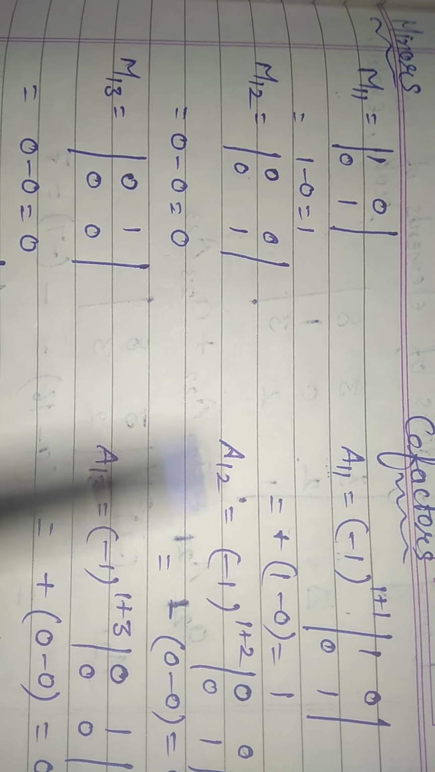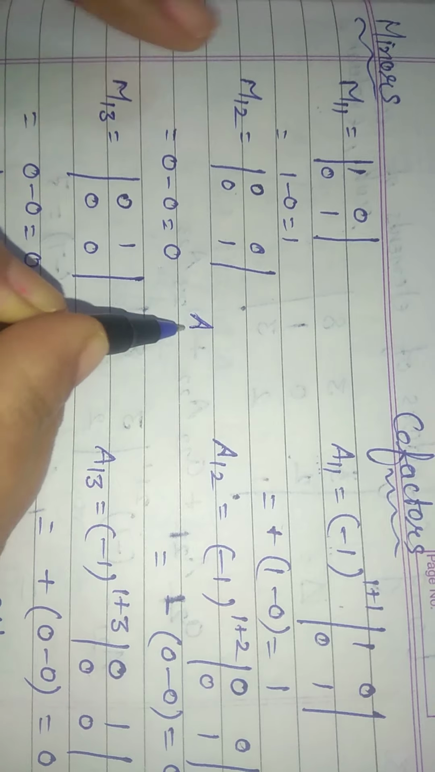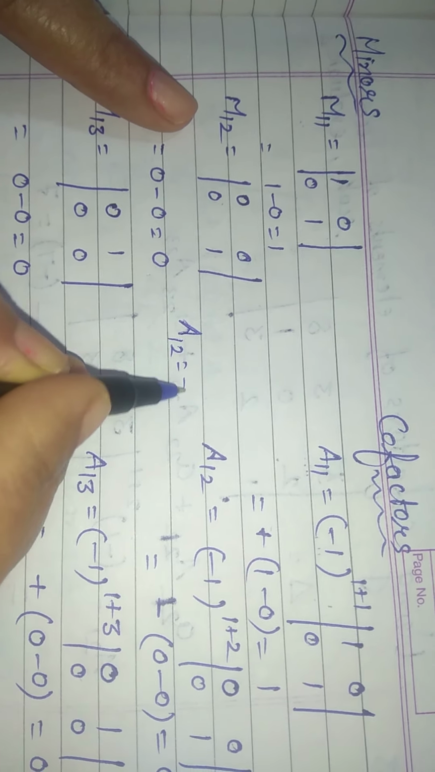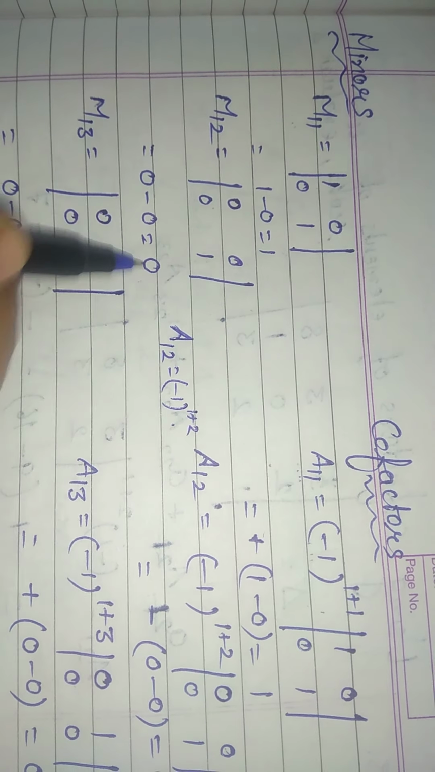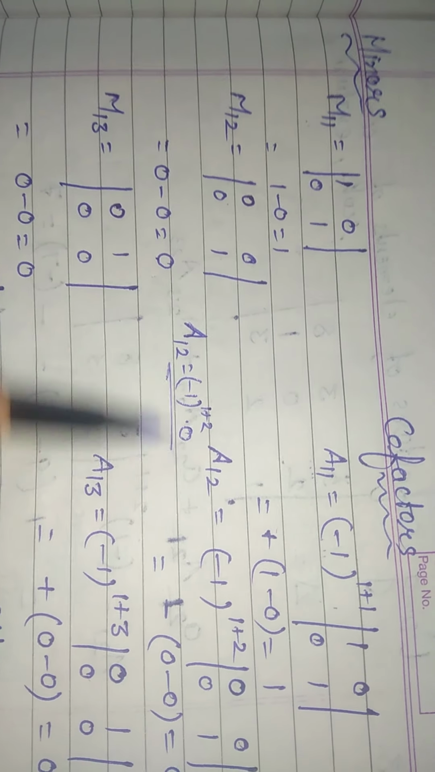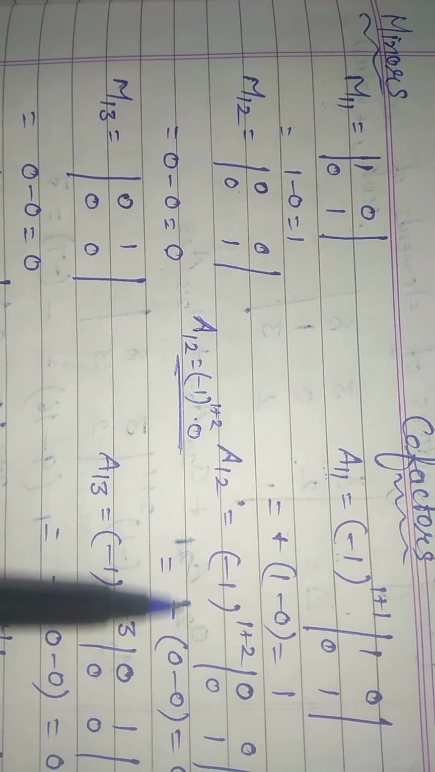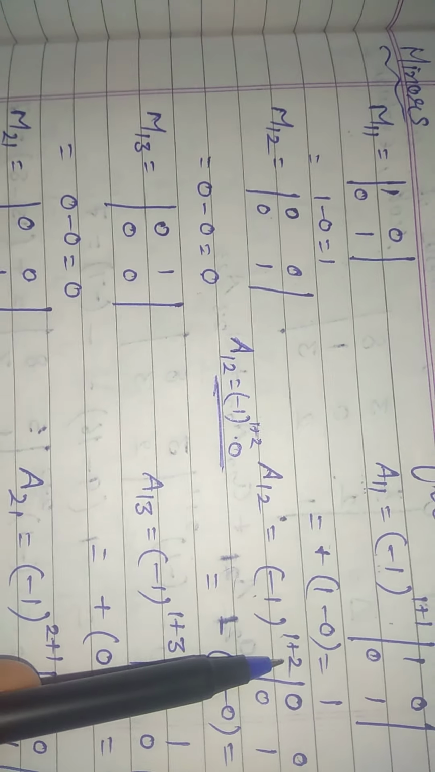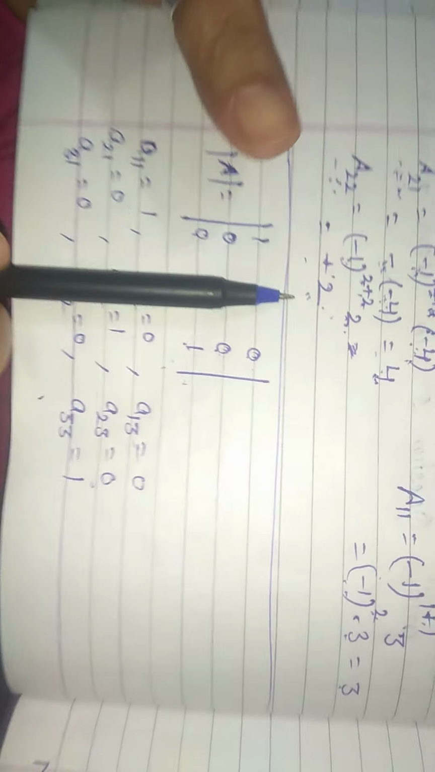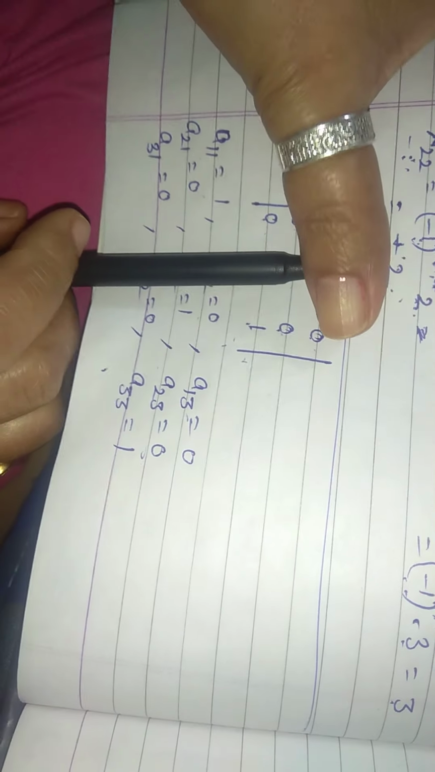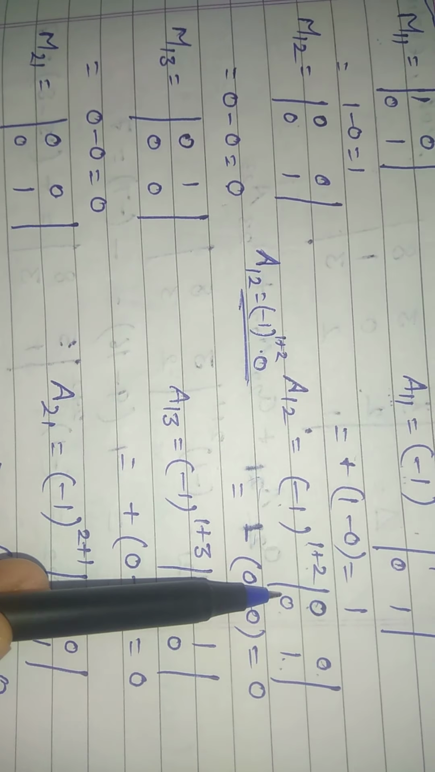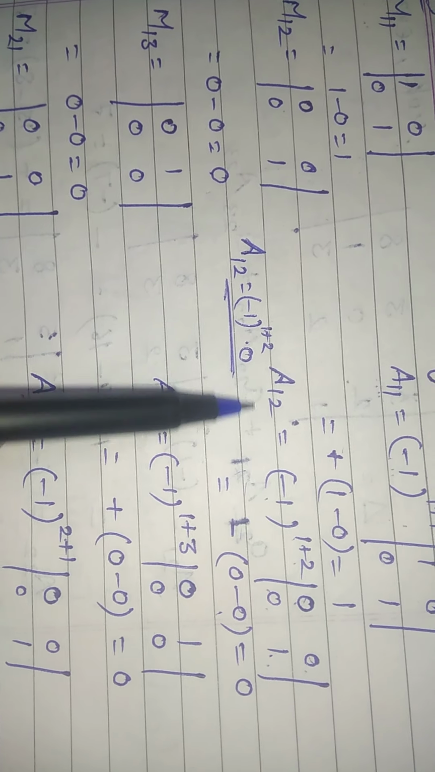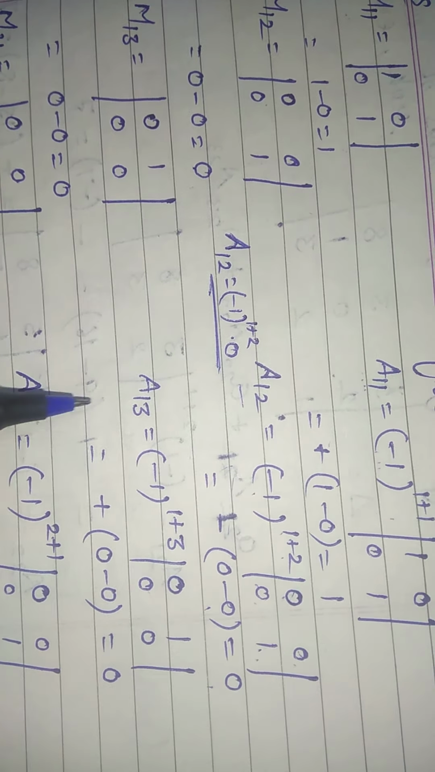Then we will find A12. A12 is minus 1 raised to power 1 plus 2 into M12. You can find directly if you have found M12, which is 0, so you will take directly 0, or you can find it in this way. Minus 1 raised to power 1 plus 2 into, leaving these elements and first row elements, what is left? 0 0 0 1. So you will write 0 0 0 1: 0 into 1 0, minus 0 into 0 0. Then what is A12? 0.